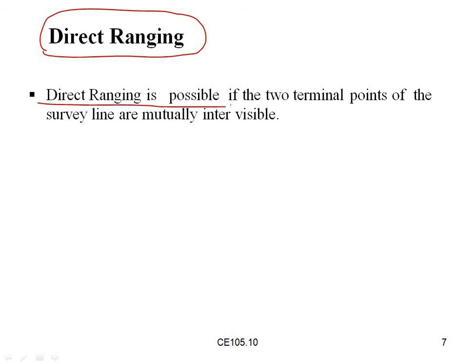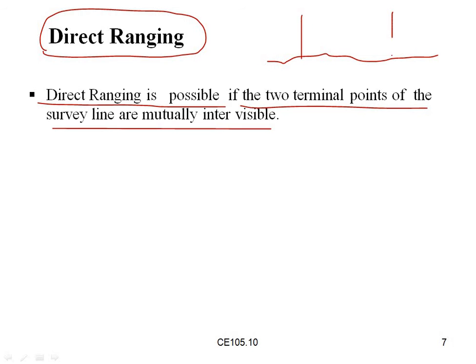Direct ranging is possible if the two terminal points of the survey line are mutually intervisible. So this is nothing but, if you see a ground level, the ranging rod and the changing rod. By seeing the object from here, when the first one is visible, the last one will not be visible. So that's why we will be keeping the intermediate points on the ground also. In these cases we will use direct ranging. This process is called direct ranging.